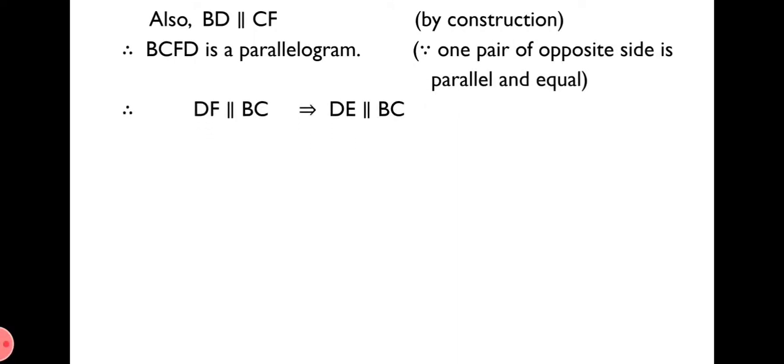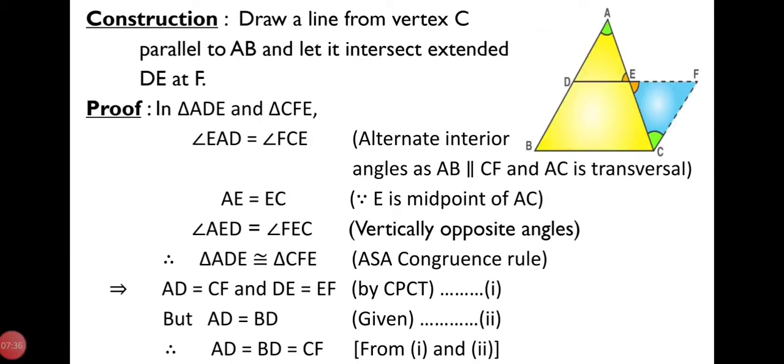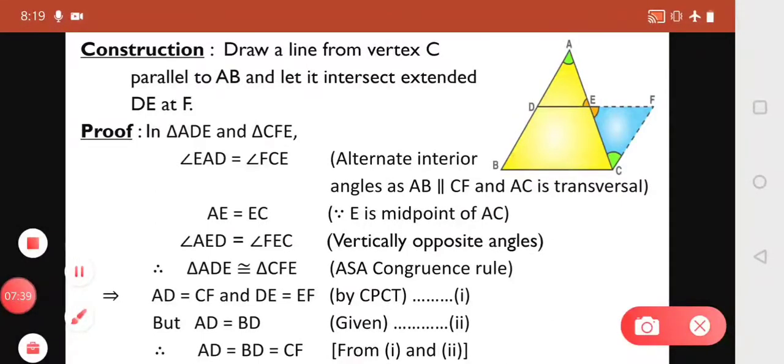Therefore, DF is parallel to BC. Since D is part of line segment DF, we can write that DE is parallel to BC. And for the next part of the proof, DF is also equal to BC. But we know that DF equals DE plus EF. So we get DE plus EF equal to BC. As these both are equal, DF equals BC and is parallel also.